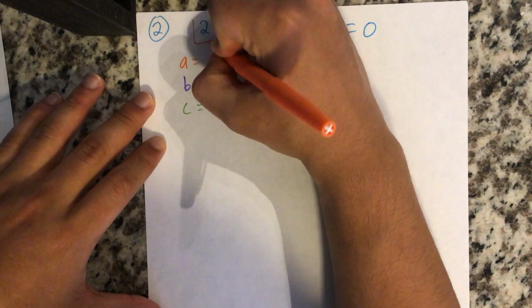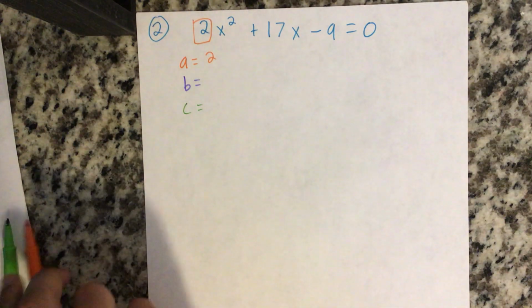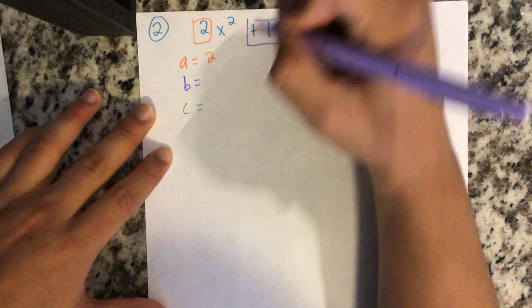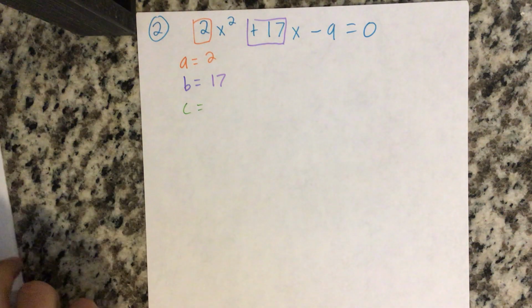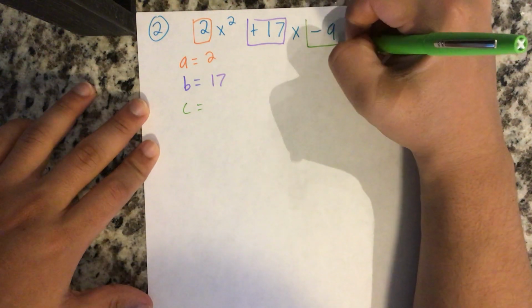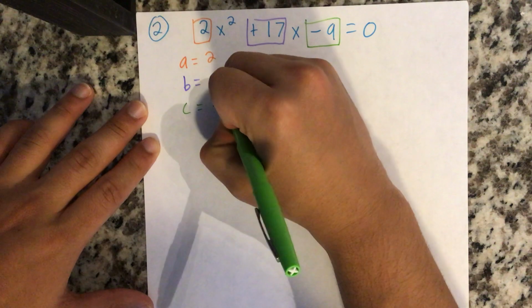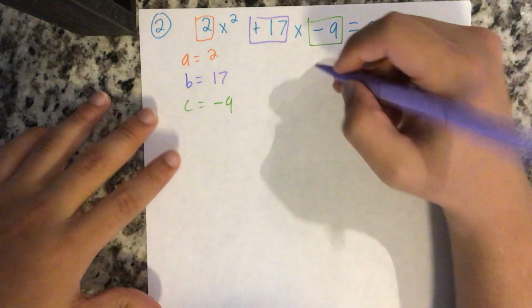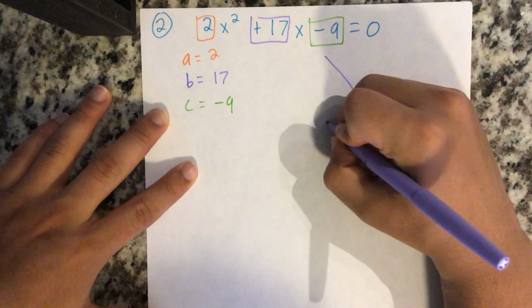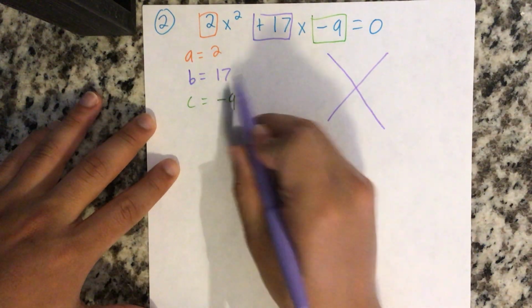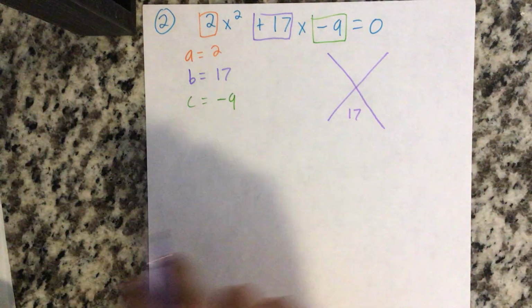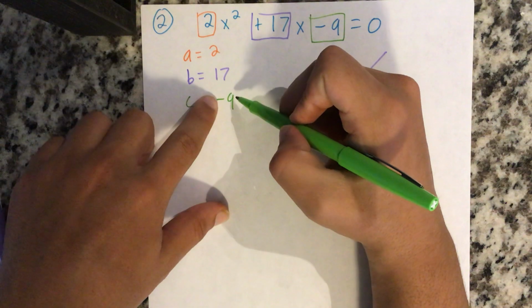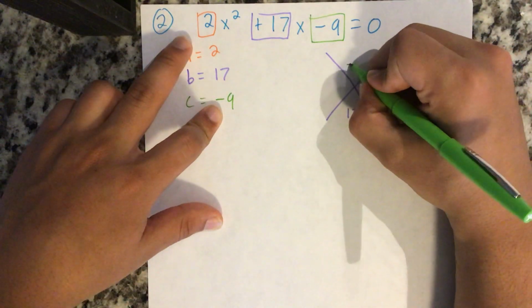A, what's in front of x squared? 2. B, what's in front of the plain old x? Positive 17, we can just put 17. And then C, the constant, negative 9's in the back, so minus 9. Easy as ABC. And now we draw our X. At the bottom of the X goes 17. At the top of the X goes A times C. So 2 times negative 9 gives me negative 18.